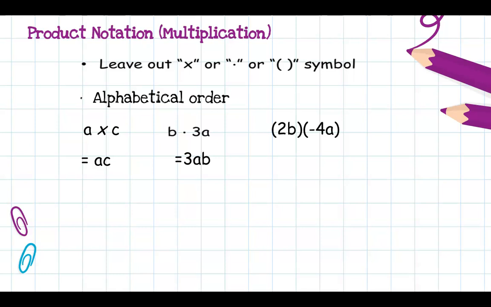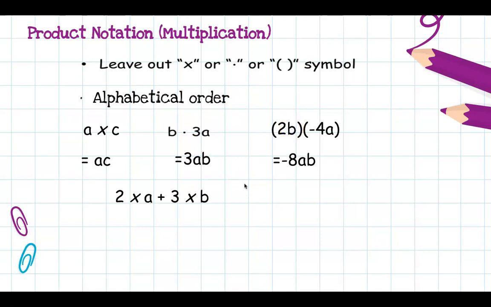Another example, we have two expressions multiplied to each other, 2b multiplied to negative 4a. So multiply the coefficients first or the number. So 2 multiplied by negative 4 is negative 8. Then you write the a and then b.